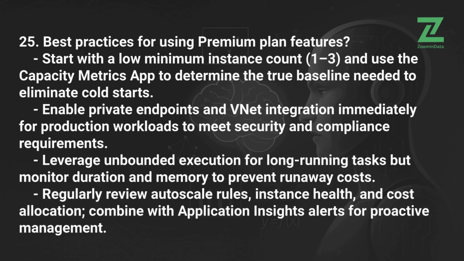25. Best practices for using Premium Plan features. Start with a low minimum instance count, 1 to 3, and use the Capacity Metrics app to determine the true baseline needed to eliminate cold starts. Enable private endpoints and VNet integration immediately for production workloads to meet security and compliance requirements. Leverage unbounded execution for long-running tasks but monitor duration and memory to prevent runaway costs. Regularly review autoscale rules, instance health, and cost allocation. Combine with Application Insights alerts for proactive management.